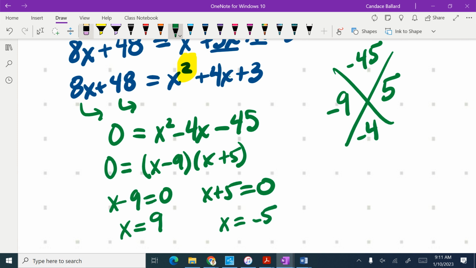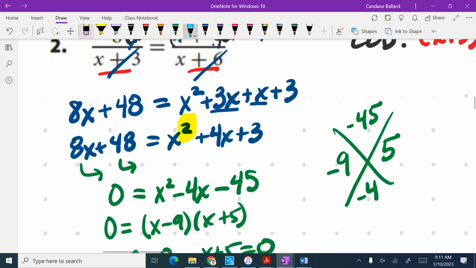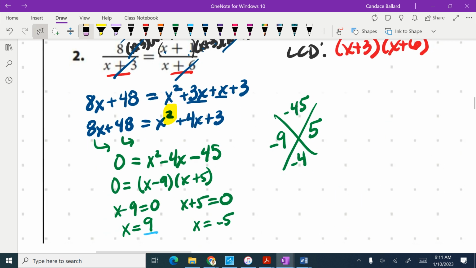Good. One last thing I need to check is those answers in my denominators to make sure they're okay. So I'm looking at the 9. If I put the 9 into this first denominator, does it make 0? No. If I put it into the second denominator, does it make 0? No. So that's a good answer, right? Not going to cross it out.